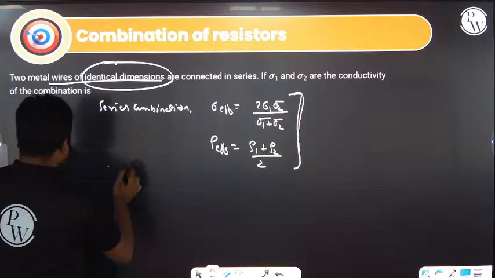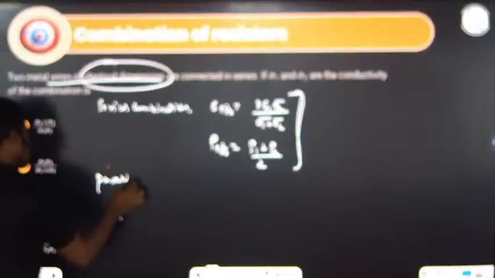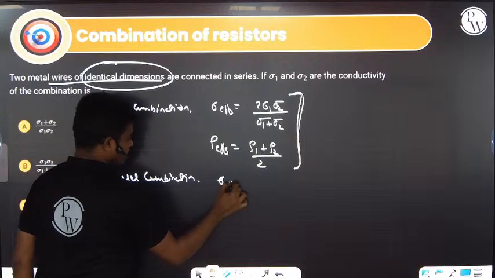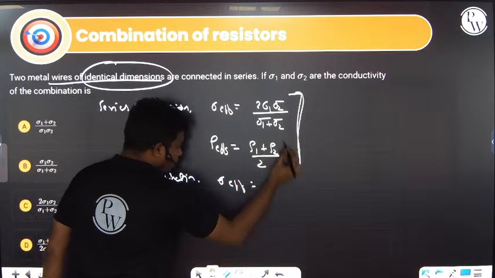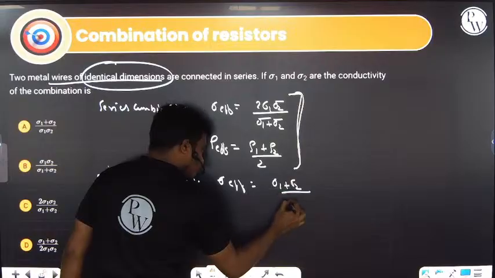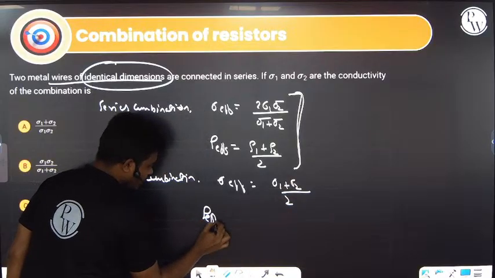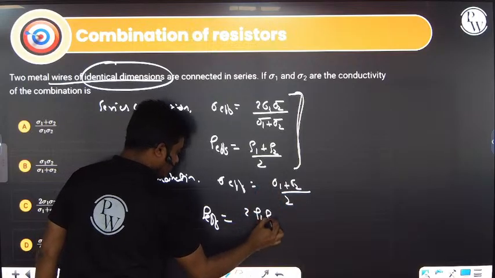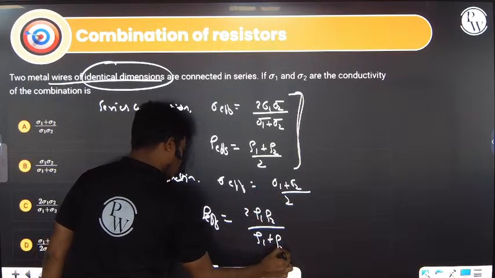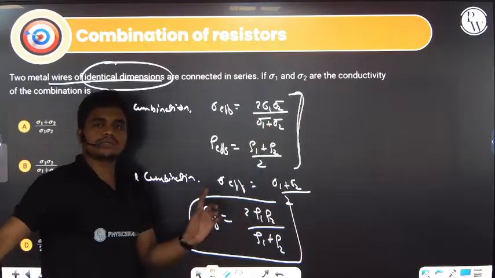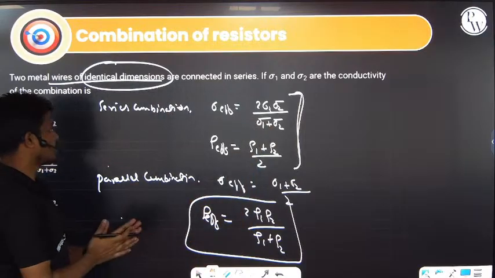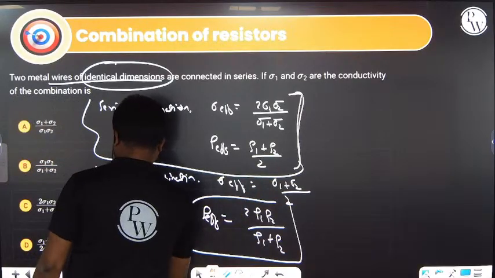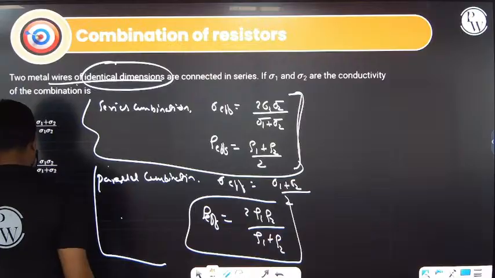Now the parallel combination. For parallel combination, sigma effective will be sigma 1 plus sigma 2 by 2. And rho effective is just the reciprocal of this, that is 2 rho 1 rho 2 divided by rho 1 plus rho 2. Rho 1 and rho 2 are respectively the resistivities of the given conductors. Remember these lines. The only condition is that the conductors should have the same dimensions.